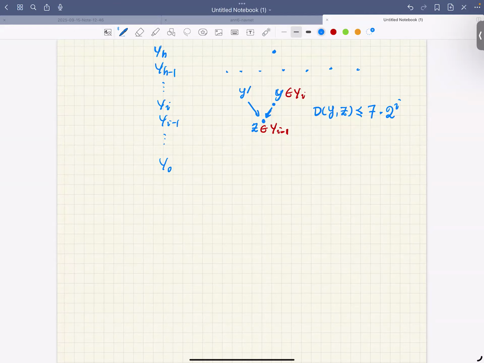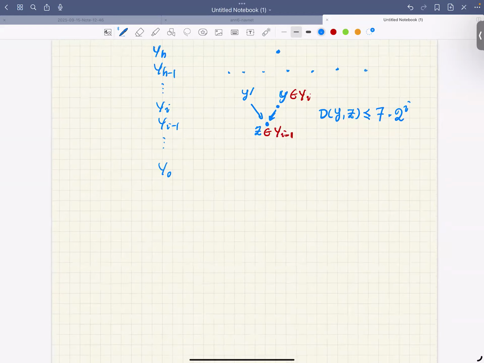You start from the root. Well, what do I mean by root here? I guess that's obvious, right? The only guy in Y_H. All right. So you take the out neighbors. You look at the out neighbors.